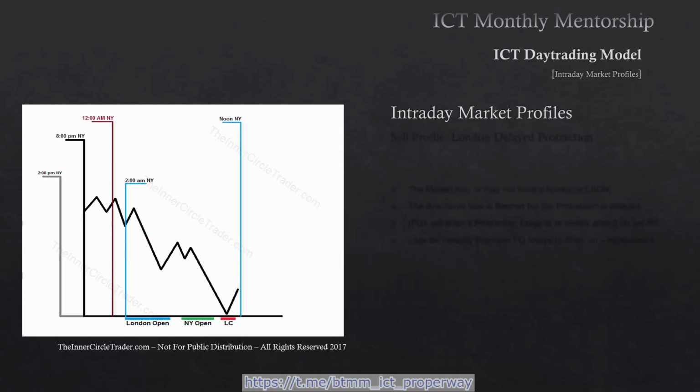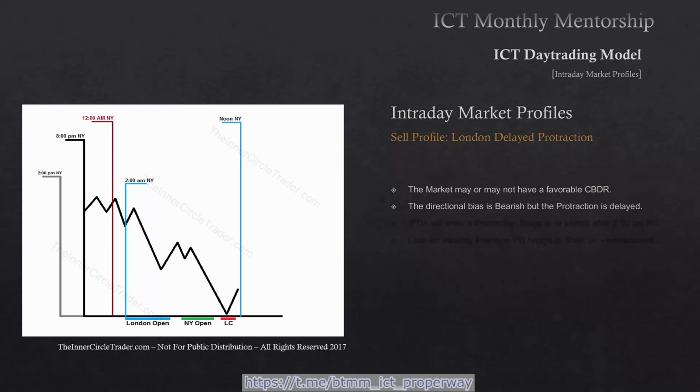Okay, intraday market profiles, continuing to our sell profile with London delayed protraction. The market may or may not have a favorable central bank dealers range. That means it could be an ideal stage set. It could be less than 40 pips, or it could be greater than 40 pips. This profile can go either way when we're using the central bank dealers range. The directional bias is going to be bearish, but the protractionary stage is going to be delayed in the day. In other words, we're not going to see the rally right after midnight in New York time. It may just erode and go lower right after midnight.